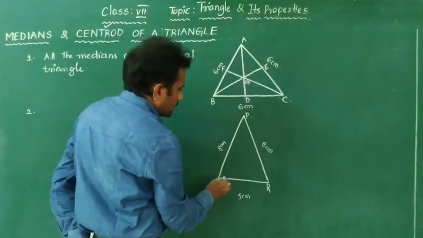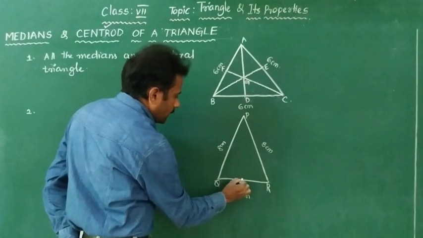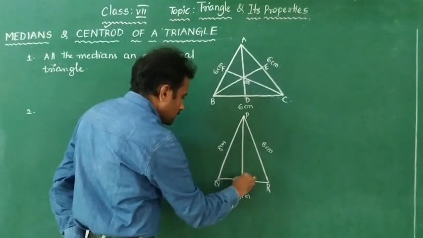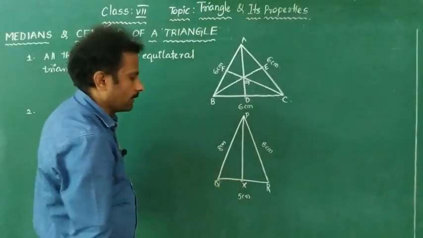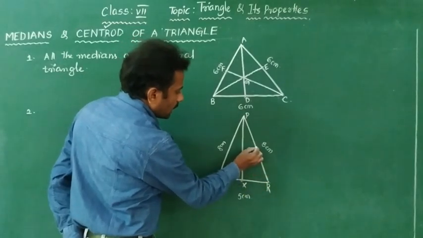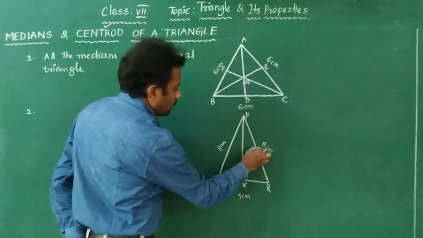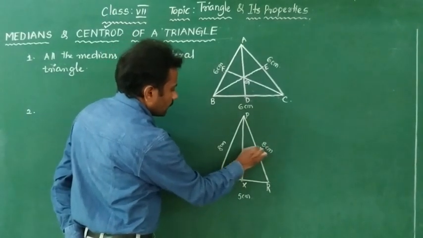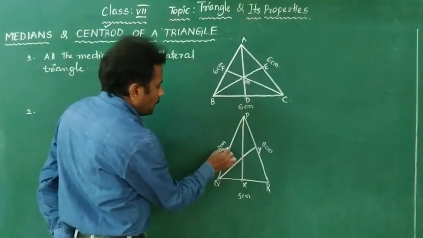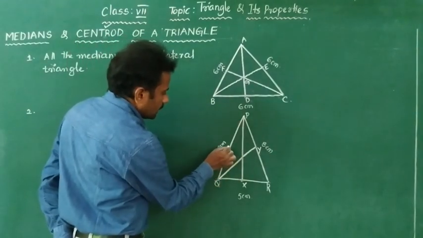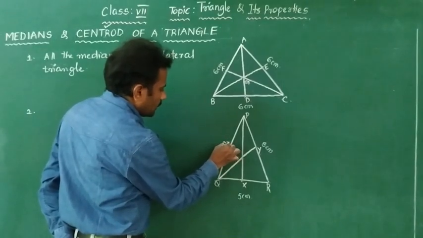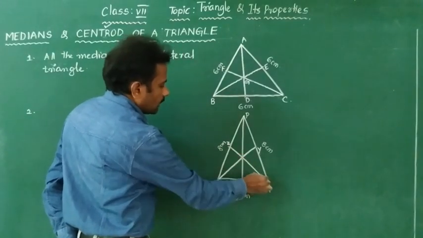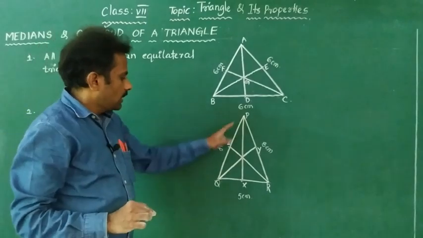Now if you draw the medians, for example, QR midpoint is X. Now you join PX. PX is the median. Similarly, the midpoint of PR you take here as Y. If you join QY, it is one more median. Now the midpoint of PQ, approximately I am taking here, that is Z. If you join P and Z, PZ is the median of PQ side.